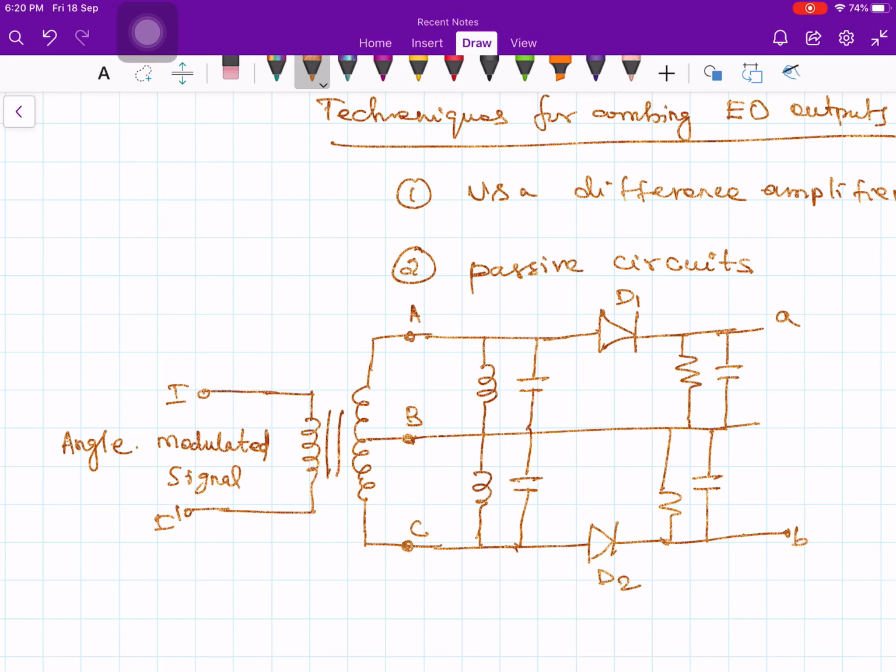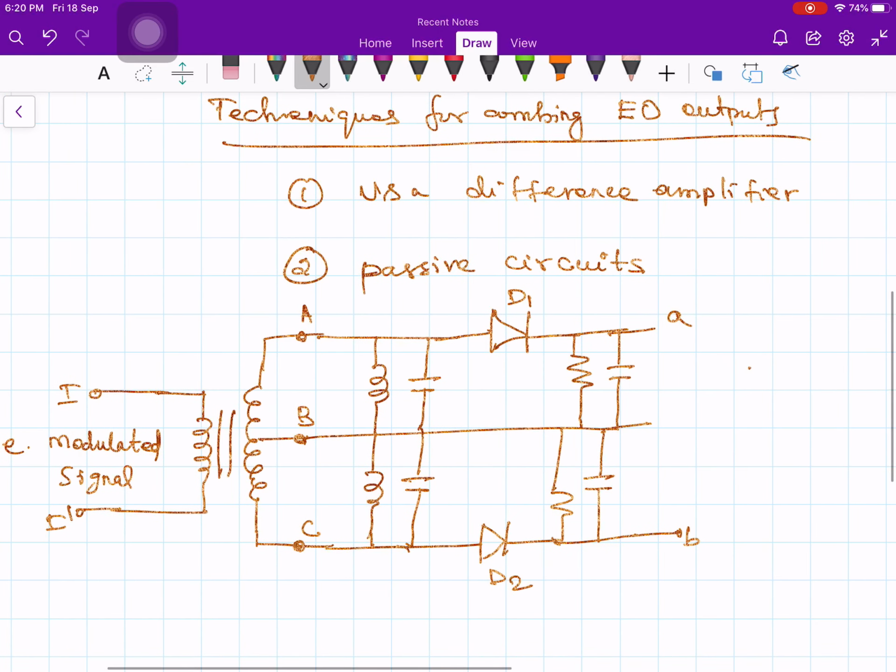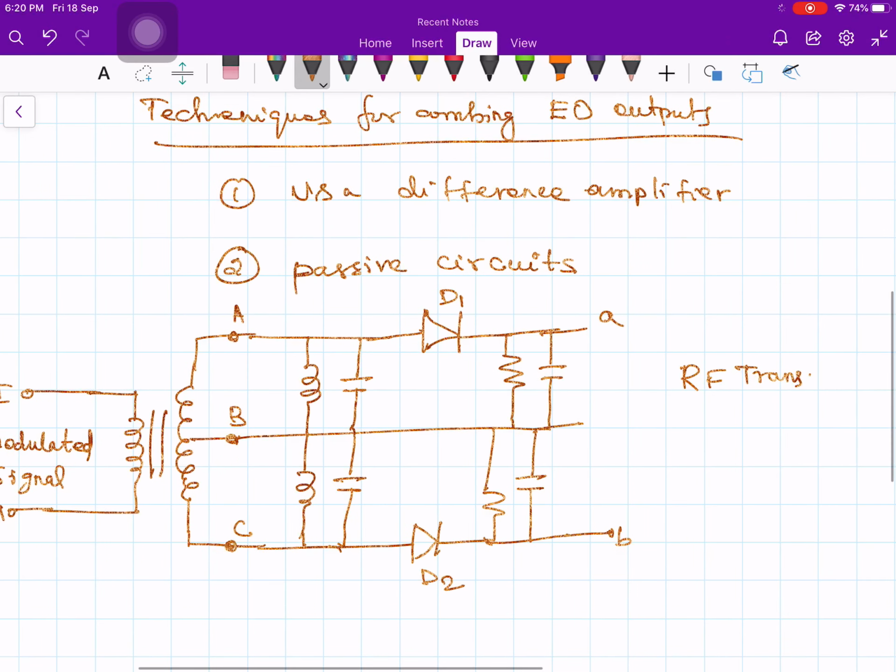Now let us see how the circuit works. The input modulated signal is given to the primary of the transformer, and we are using a center tapped transformer here. This is an RF transformer. Normally whatever we use in the laboratory for power supply works at 50 Hertz, but this transformer works at a high frequency, so it is an RF transformer.